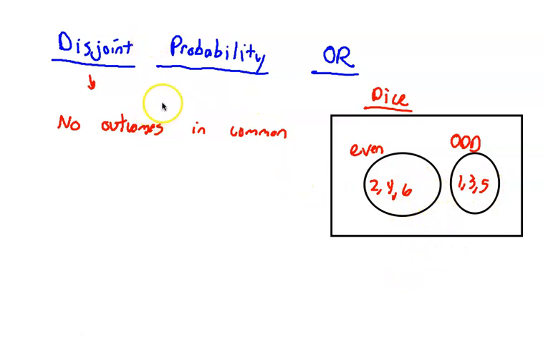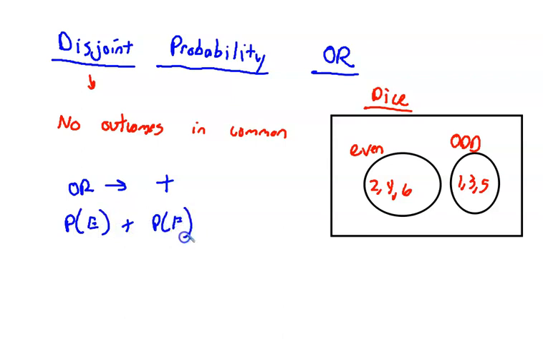When we have disjoint outcomes, we're looking at the word OR here. So OR, the operation that we're going to associate with OR is addition. So typically we want to notate this with the probability of E plus the probability of F. Meaning there is no overlapping ground between E and F. So we could just add the two probabilities together and we would get our final answer of the probability of this event or that event.